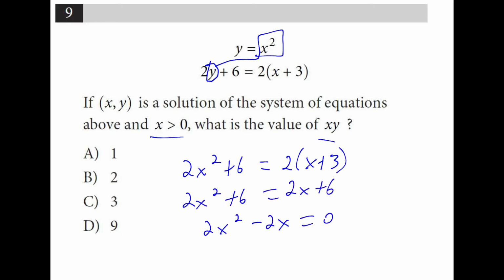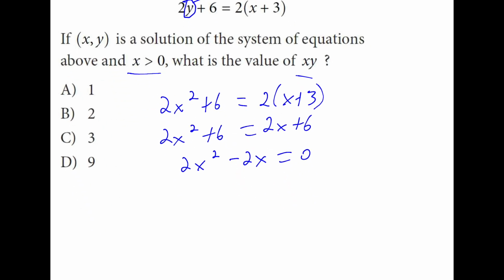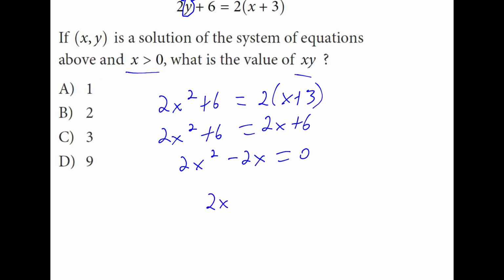If I subtract 6 from both sides and move the 2x over, I get this. Or 2x times x minus 1 is equal to 0. So there's two possible answers. Either I can plug in 0 here, or I can plug in 1 here. Both of those will make that true.